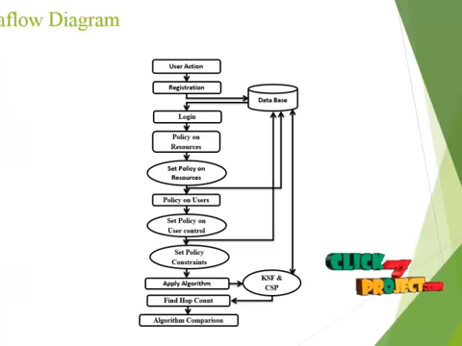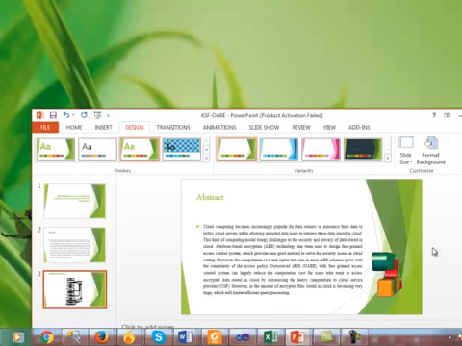Let me show the flow diagram of our process. The user goes to registration and the data is stored in the database. Then another process is login, then go to policy on resources: set policy on resources, policy on users, stored in the database. Then set policy on user control, set policy constraints, apply the algorithm, then go to the KSF and CSP, find the hop count, then algorithm comparisons to retrieve from the database.